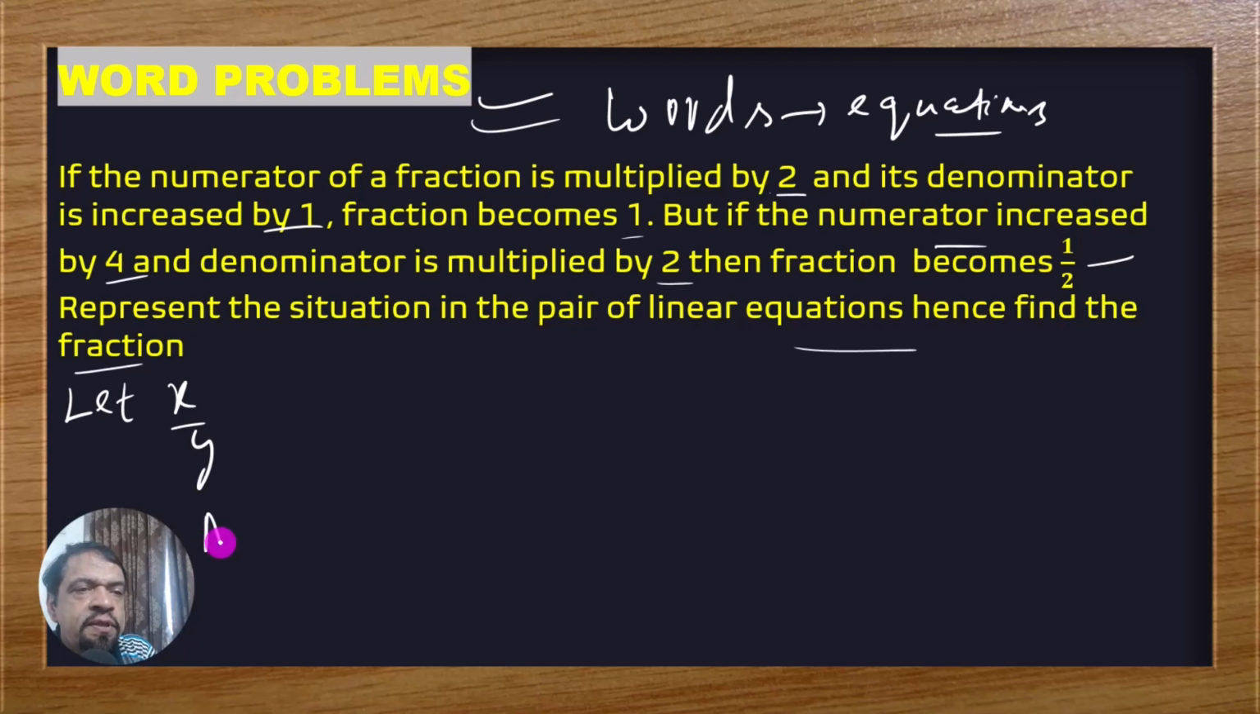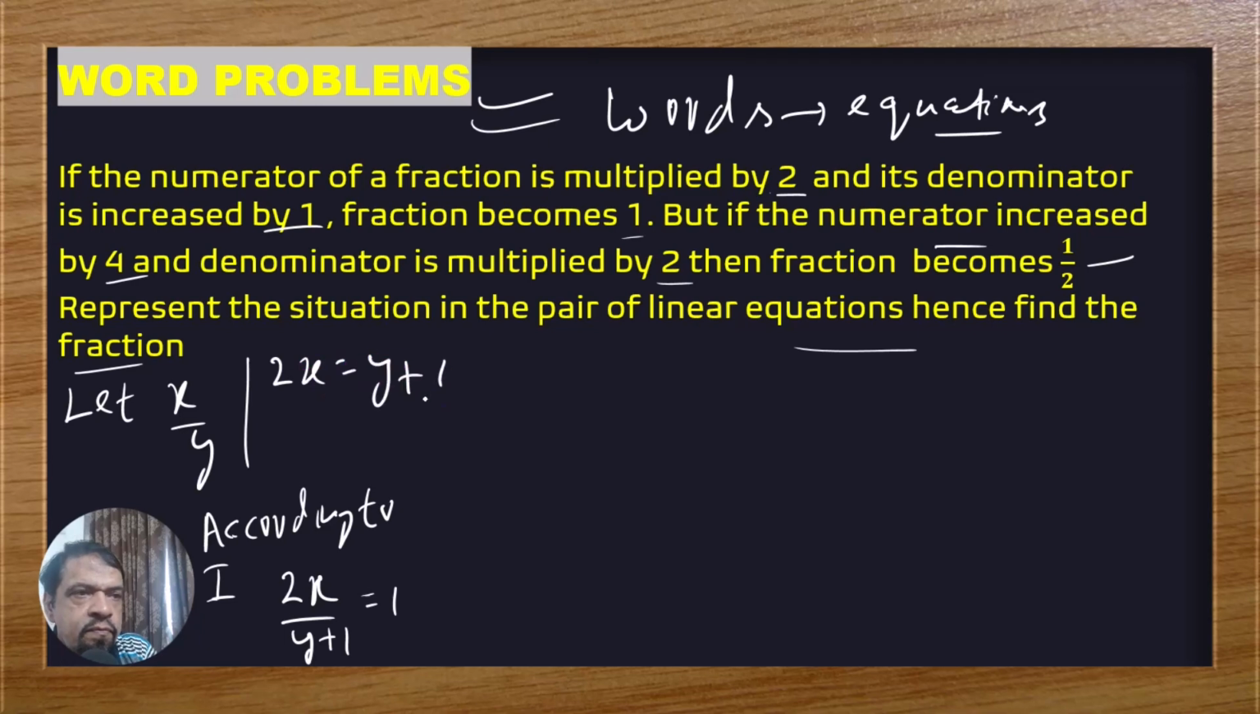Now according to the first condition, numerator multiplied by 2 means 2x, and denominator increased by 1 means y plus 1. Very simple. Numerator multiplied by 2 and denominator increased by 1, it becomes 1. We cross multiply this one, so 2x minus y is equal to 1. This is our first equation.